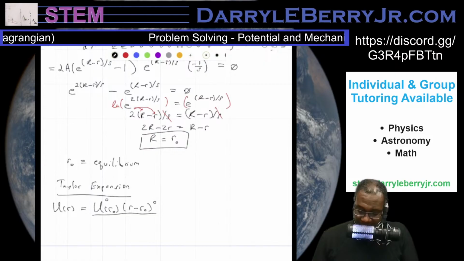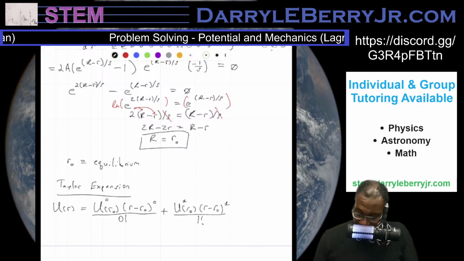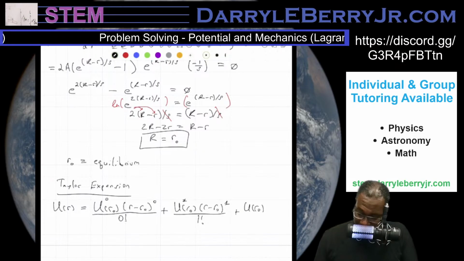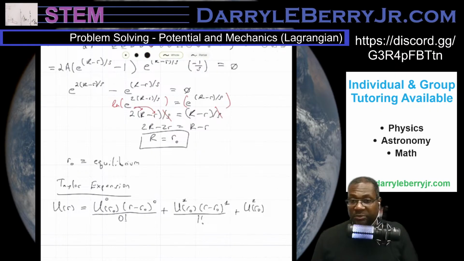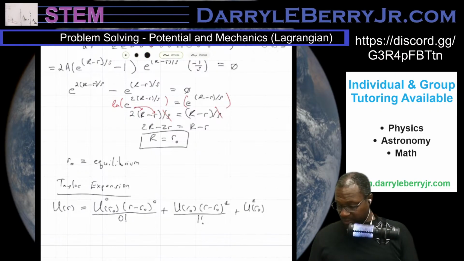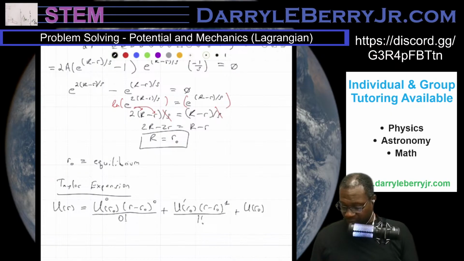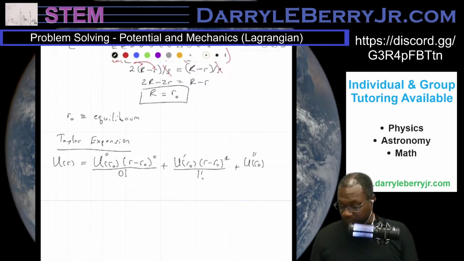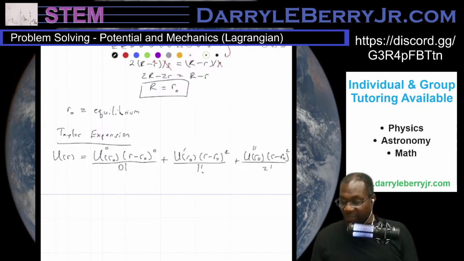So the first term is U of r naught, times r minus r naught to the 0th power over 0 factorial, plus U prime of r naught times r minus r naught to the 1st power over 1 factorial, plus U double prime of r naught times r minus r naught squared over 2 factorial. I guess I should be using primes instead, because these are the 0th, 1st, and 2nd derivatives.